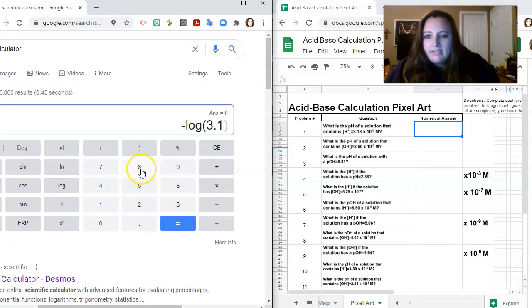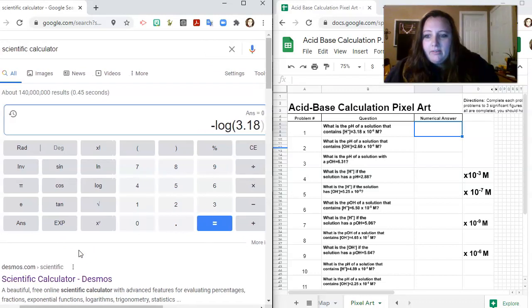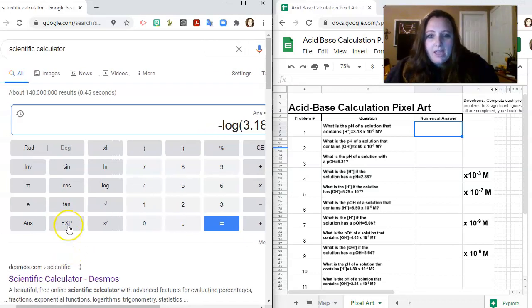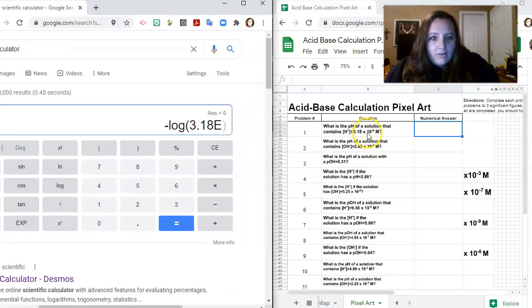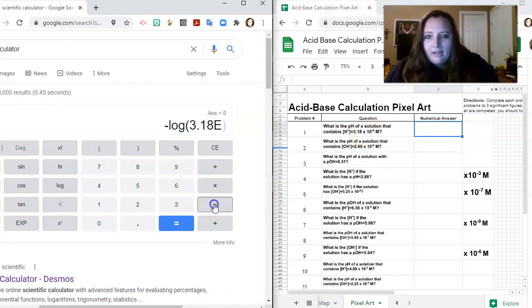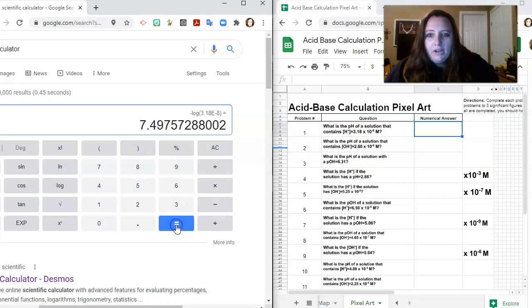So I'm going to go 3.18. Now, for those who do not know, this EXP means times 10 to the, so I'm going to do EXP. And so this takes care of the times 10, and then I'm going to put -8, and I'm going to close the parenthesis, and I'm going to hit enter.